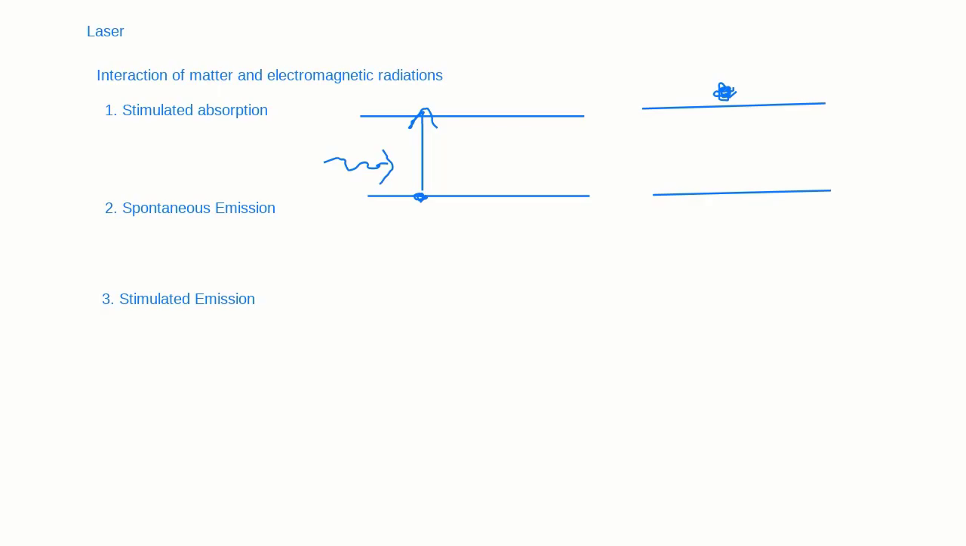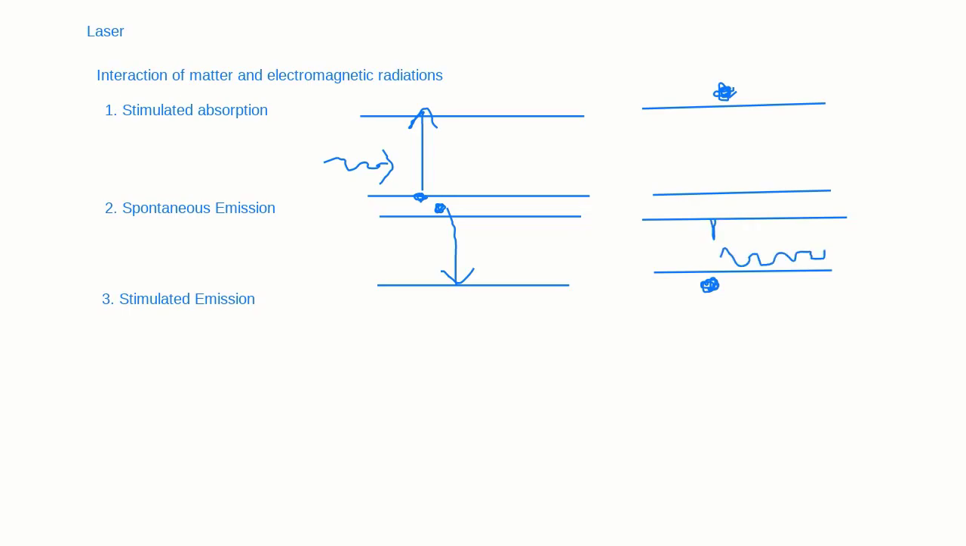The second process is spontaneous emission. Some electrons are now in the excited state because they absorbed light, and they can come back to the ground state by themselves. The lifetime of this excited state is 10 power minus 8 seconds, which is very short, and they come back to the ground state by emission of a photon. We call this spontaneous emission because we have not given any energy from outside; the excited electrons just come down to the ground state by emitting a photon.